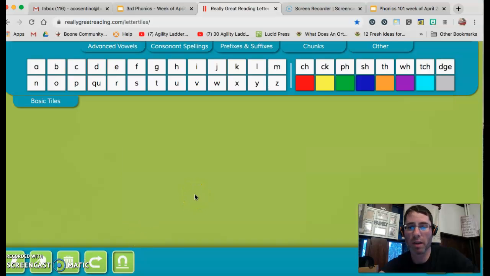So there's just a little bit about the digraph, and now we're going to go ahead and jump into what the trigraphs are and where and when you might use them or see them. The trigraphs occur at the end of words, and they do follow a pattern, and I'm going to tell you about that pattern today.